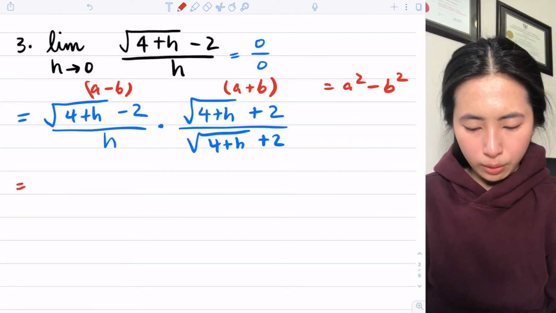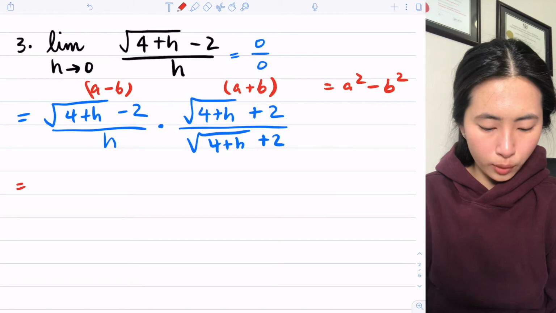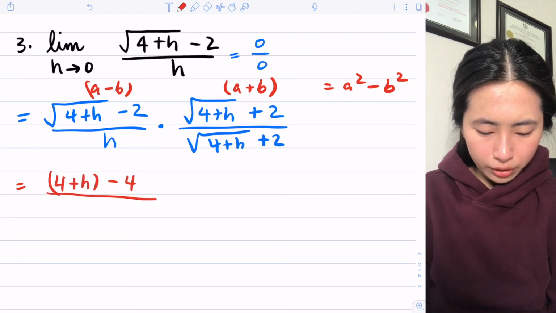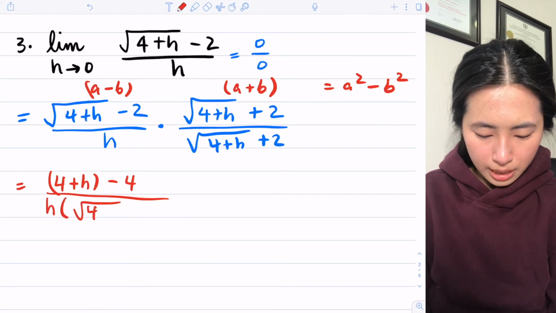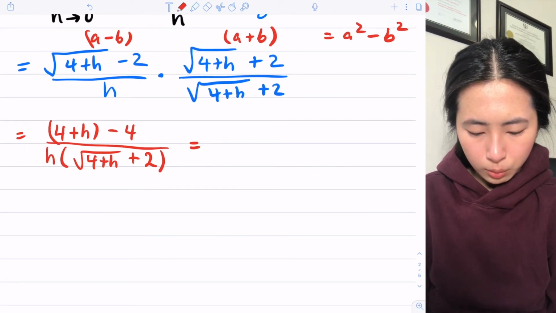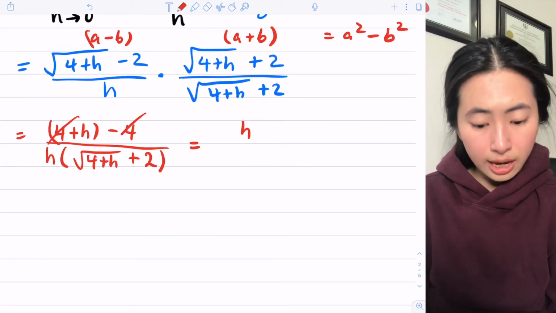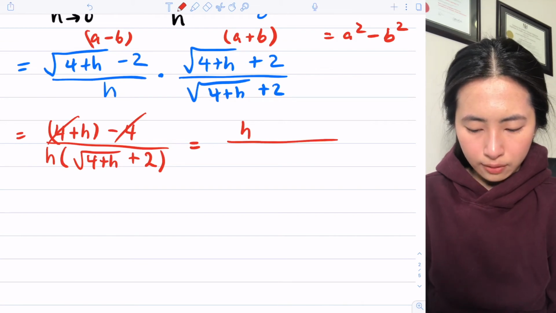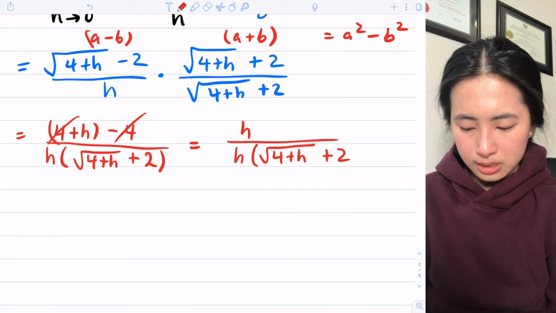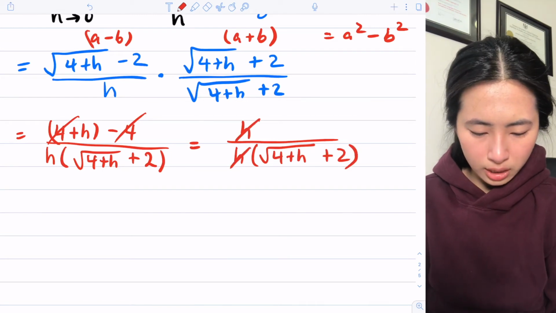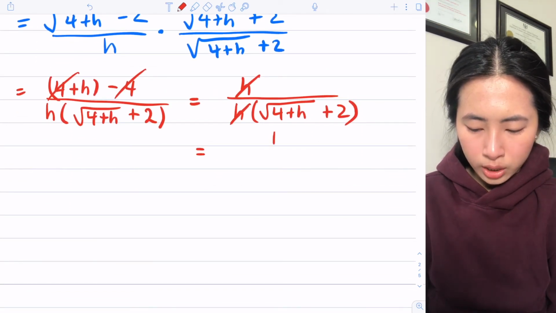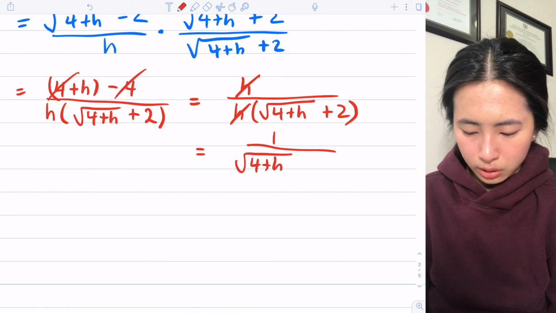And hence we're able to rewrite our numerator in terms of a squared minus b squared, so we would have 4 plus h, and this is minus 4 over h times square root of 4 plus h, and this is plus 2. We can simplify our numerator, so we would just have h, because the 4 and negative 4 cancel out, and then we have h in our denominator times square root of 4 plus h, and this is plus 2. And as you can see, we're able to cancel out h, which is also causing you to get an indeterminate form to begin with. So that's why we're left with 1 over square root of 4 plus h, and this is plus 2.